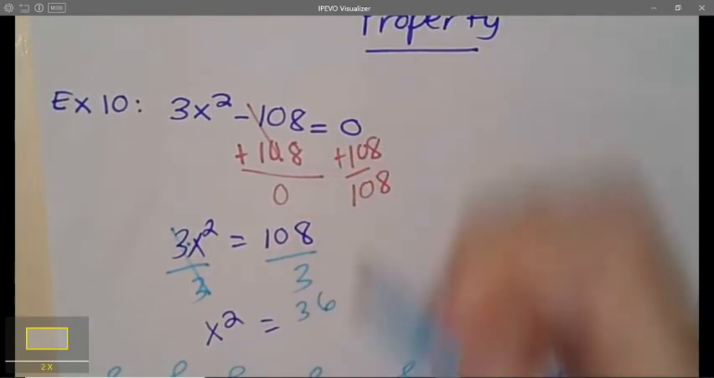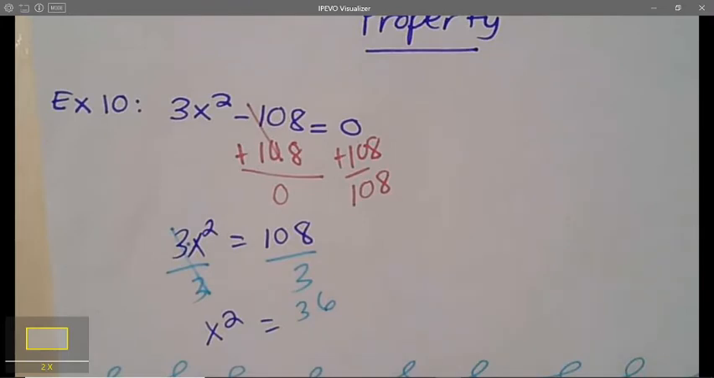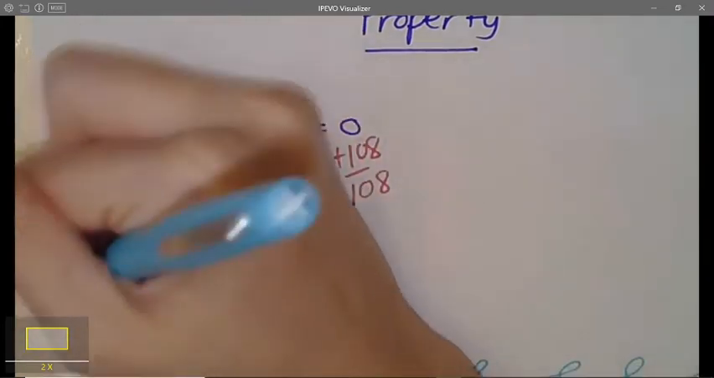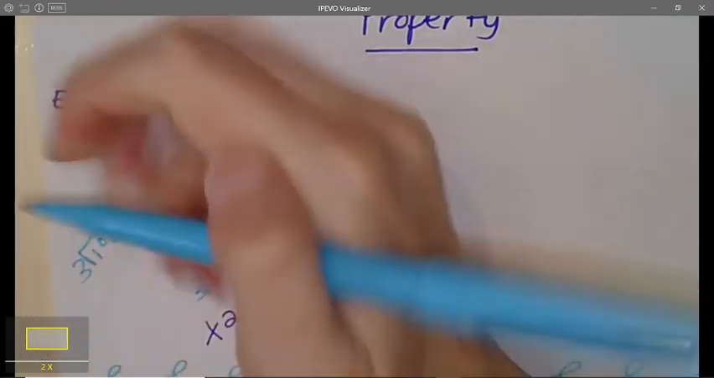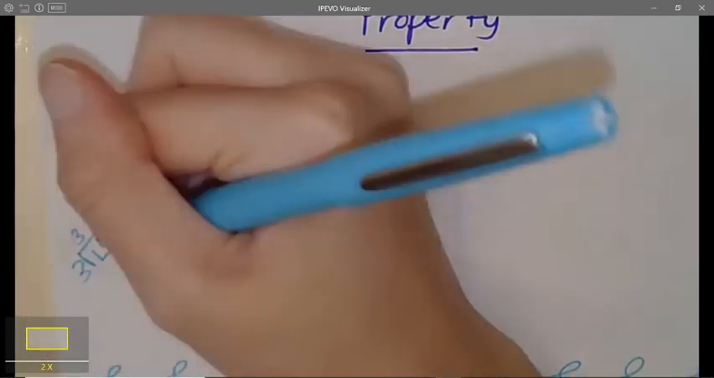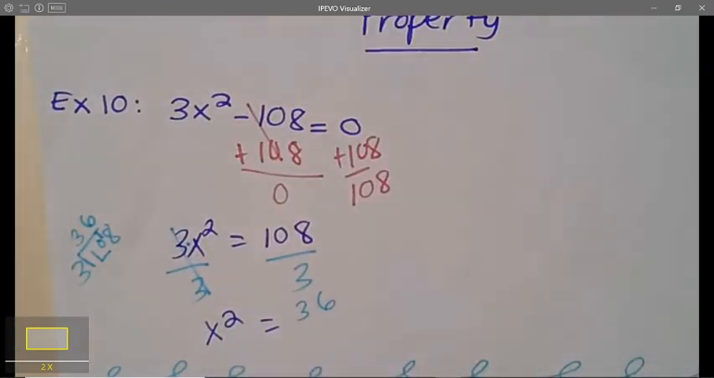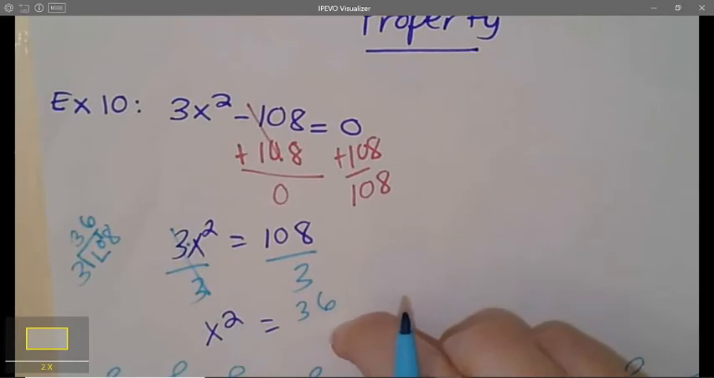36. If you don't know how to do that in your head, you can always work it off to the side. Like I could have said 3 into 108. 3 goes into 10 three times, remainder 1. 3 goes into 18, 6. So there you go, 36. If you ever need to work it out on the side, don't hesitate to do that. So I have x squared equals 36.